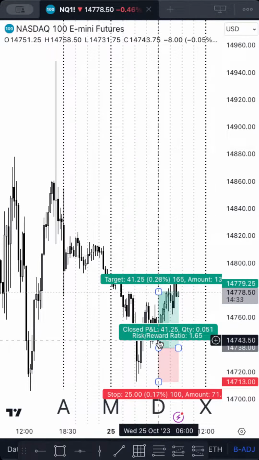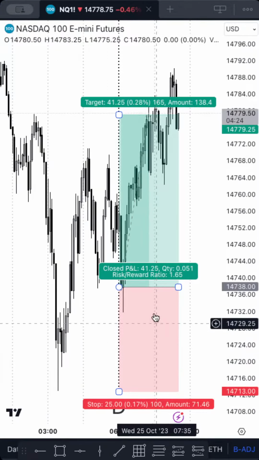So that gave me a bullish bias, as well as aligning with a higher time frame narrative that I was expecting it to keep going higher. So with that in mind, I dropped down to the 5-minute chart.